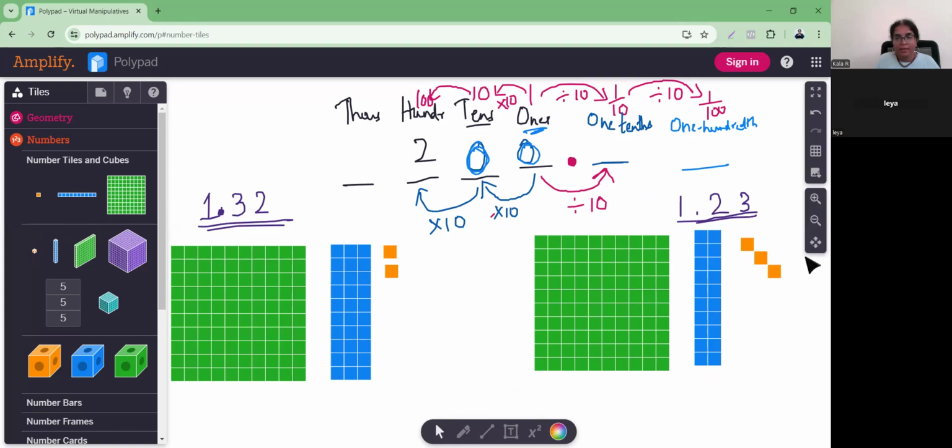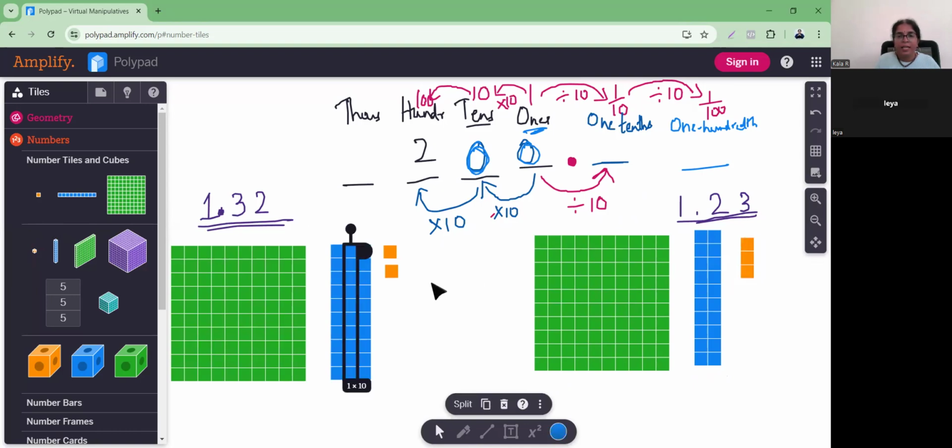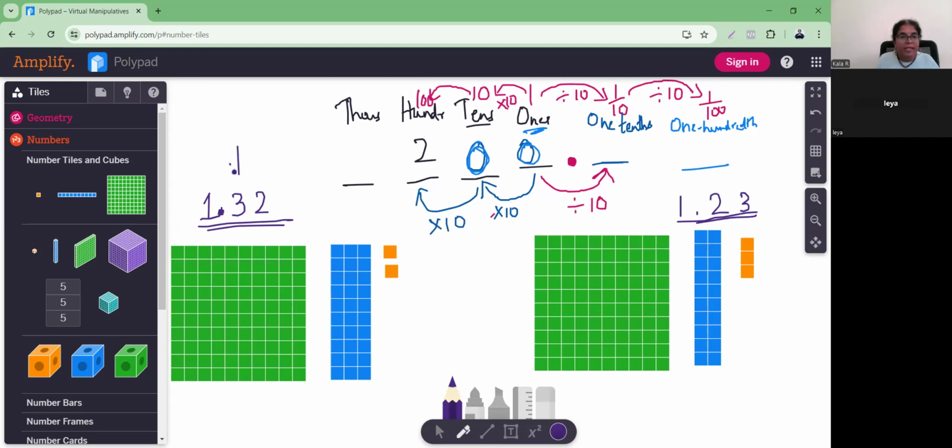Now compare this on this. Which is looking more, right? We can see that 1.32 is more. You can just observe and see 1.32 is more. This also shows that the weightage of this place is more. Weightage of this 1/10 place is more. That is how this number is greater. Okay.